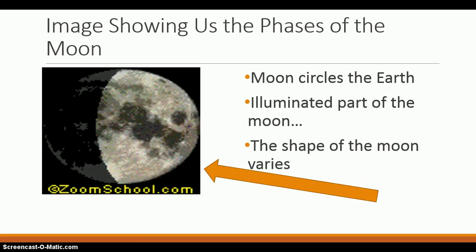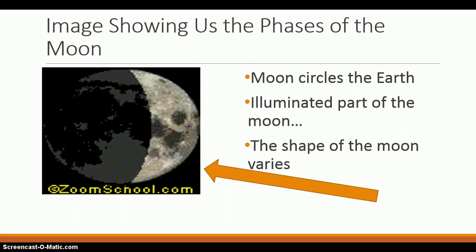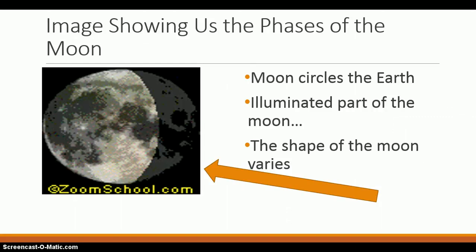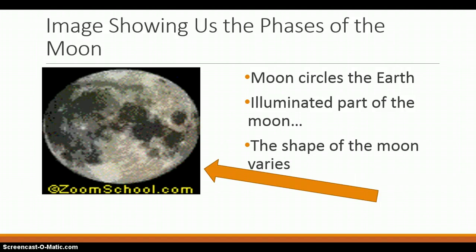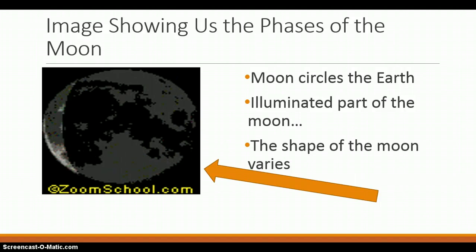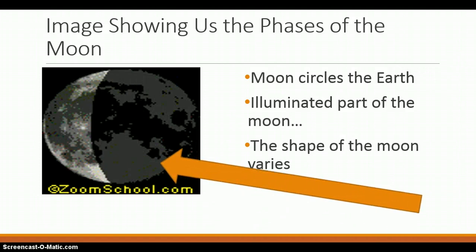The shape of the moon varies from a full moon, when the Earth is between the sun and the moon, to a new moon, when the moon is between the sun and the Earth. Throughout this lesson, you will be learning about the different types of moon phases. The first phase is the new moon.